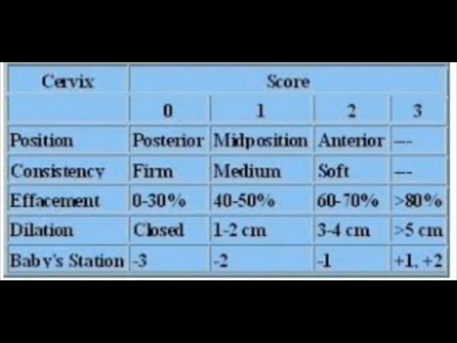Okay, so when we talk about position, when the position is posterior, we have score 0. Then in the mid position, score 1, and anterior, score 2. Okay, so posterior, mid position, anterior. Then when we talk about consistency, if it is firm, then give score 0. If consistency is medium, give score 1. If consistency is soft, give score 2.